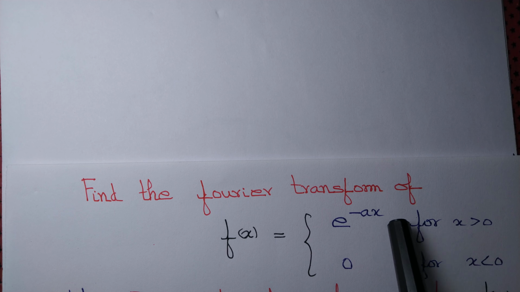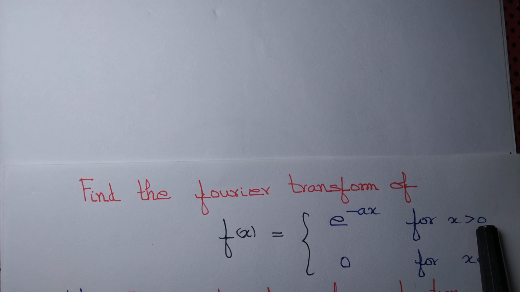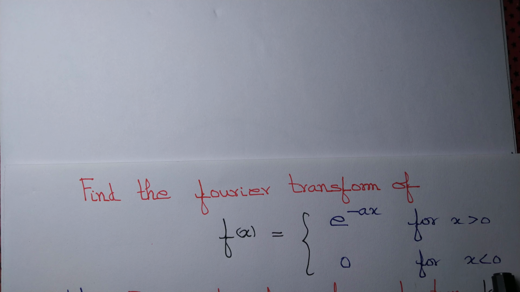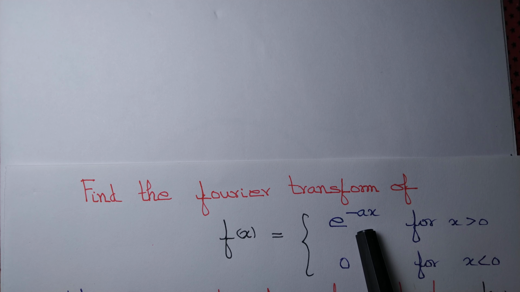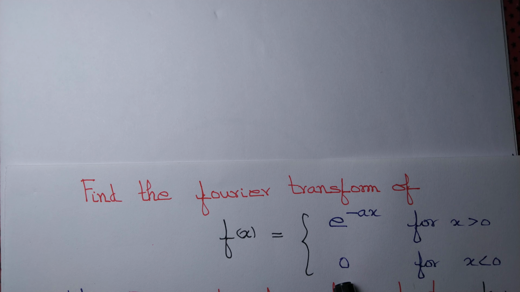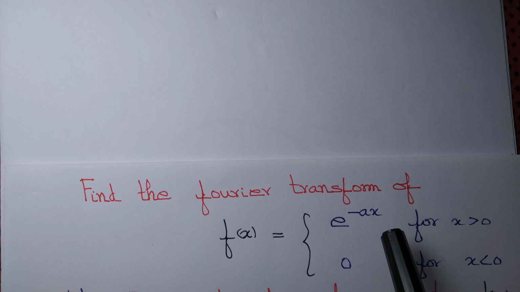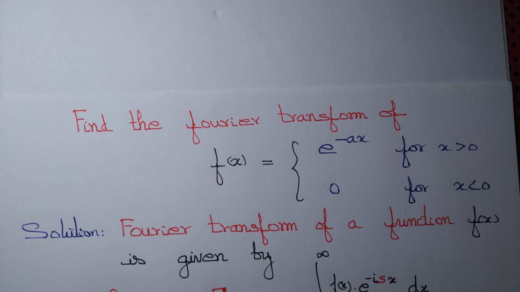Just find the Fourier transform of f(x) equal to e to the power minus ax for x greater than 0 and 0 for x less than 0. Observe that as x tends to 0, e to the power minus ax will tend to 1, and as x tends to 0 from the left hand side, for negative values of x, f(x) is 0. So this function is discontinuous, but we can find a Fourier transform for this function.